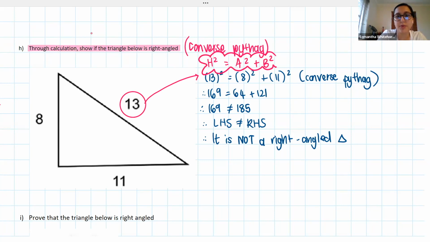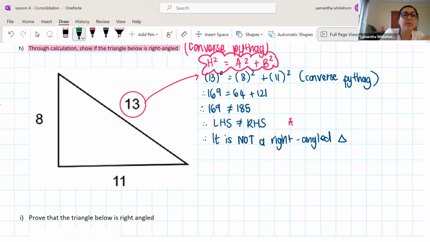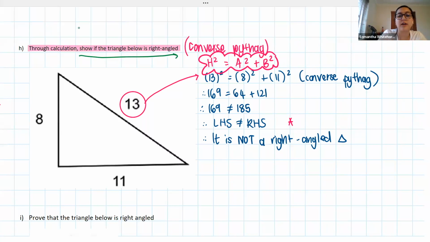We're just trying to prove that the left is equal to the right in order to say whether or not it's a right angle triangle. If the left is equal to the right, it's a right angle triangle. If it is not, as in this case, we then conclude that it is not a right angled triangle. Now, guys, really importantly, it said, show if the triangle is right angled. So you actually need to say, yes, it is, or no, it isn't. You do need to make that conclusion.